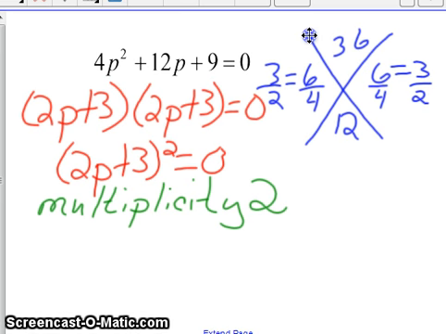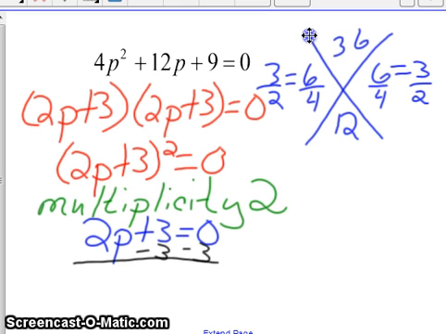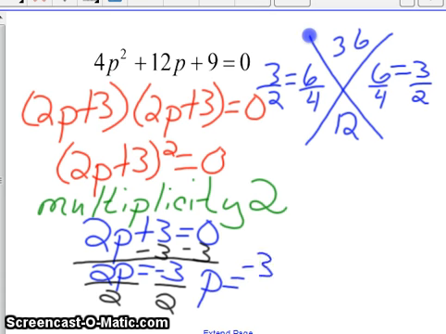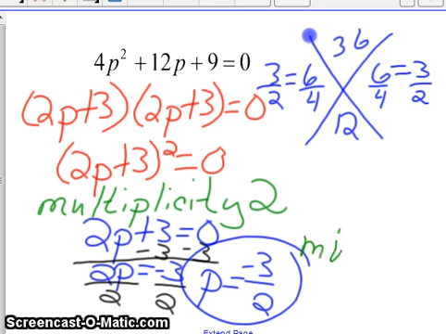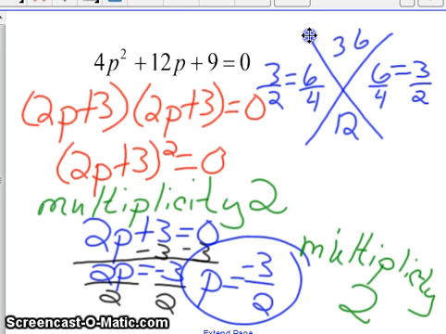All right. I'm going to take this one factor and set it equal to 0. What do I do to solve that? Subtract 3. That's 2p equals -3. Now what? Divide by 2. So that gives me p equals -3/2. So p equals -3/2 is a solution of multiplicity 2. Got questions? All right, and that's all I have for today.